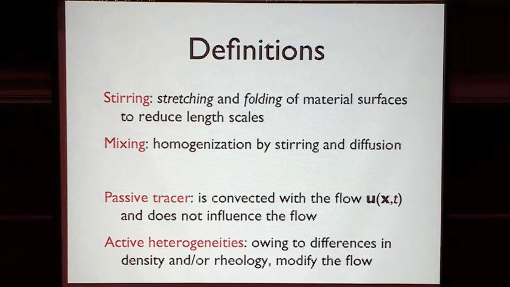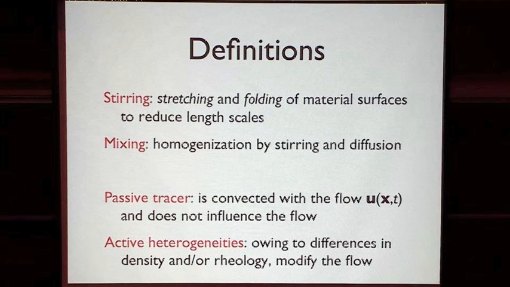And we'll distinguish between passive tracers and what I call here active heterogeneities. Active heterogeneities are materials that have different densities, different viscosities, maybe different textures that arise from crystal deformation. And owing to these differences in property, as they move throughout the flow, they also change properties of the flow.